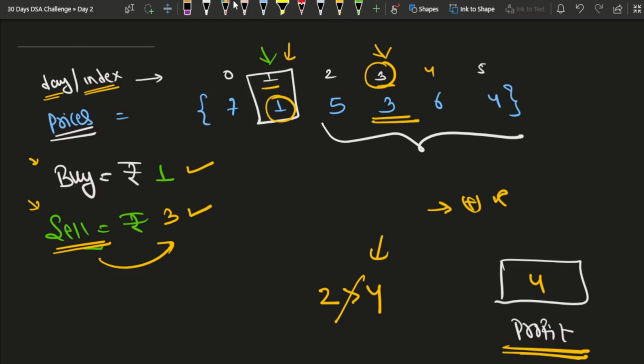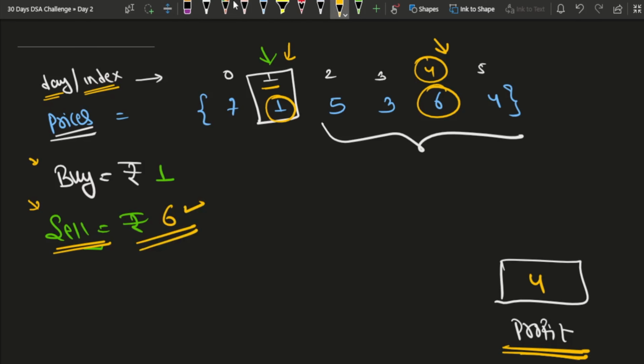Okay, so let's say instead of selling the stock on day number 3, I decide to sell the stock on day number 4. How much money will I get? I'll get 6 rupees. So now this sell variable will hold 6 rupees. Now what will be the profit? Very simple, sell minus buy, which is 6 minus 1, which is 5, which is again a positive integer. It signifies that you made a profit of 5 rupees if you decide to buy the stock on day number 1 and sell it on day number 4.